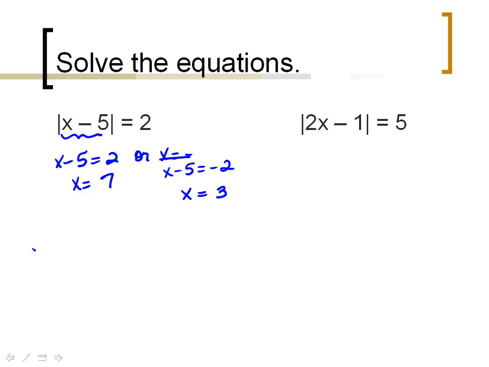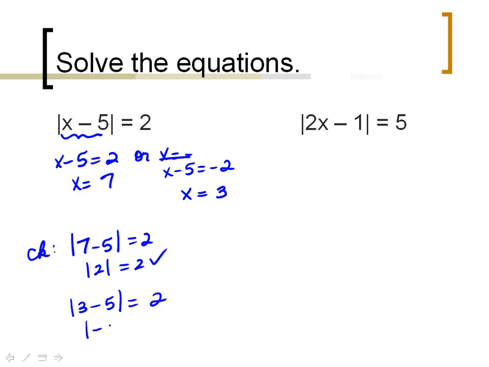We can check. We plug in: is the absolute value of 7 minus 5 equal to 2? Yes, because that's the absolute value of 2, which is 2, so that checks. If we plug in 3, is the absolute value of 3 minus 5 equal to 2? Well, that's the absolute value of -2, which also equals 2. So 3 and 7 are correct solutions.